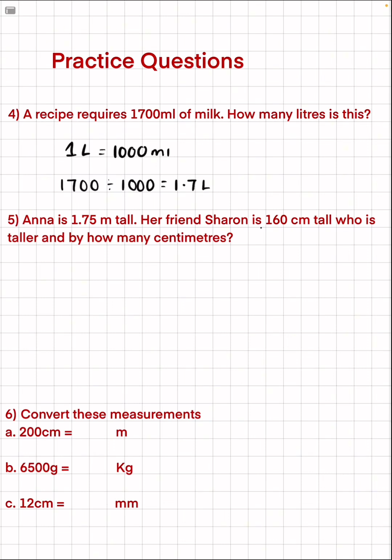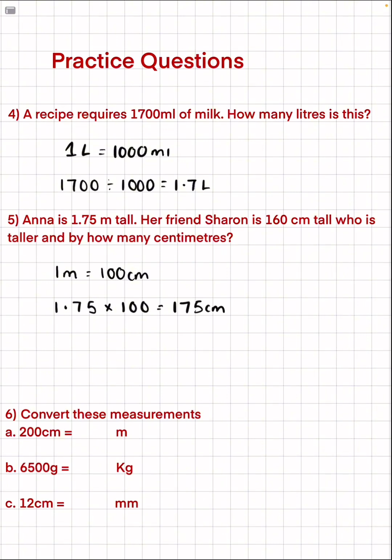The next question says Anna is 1.75 meters tall. Her friend Sharon is 160 centimeters tall. Who is taller and by how many centimeters? To work out who is taller, we need to convert Anna's height to centimeters. We know 1 meter equals 100 centimeters. We're going from big units to small units, so we multiply 1.75 multiplied by 100 equals 175 centimeters.